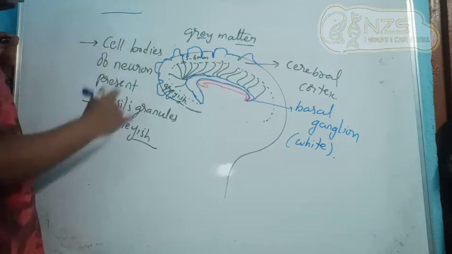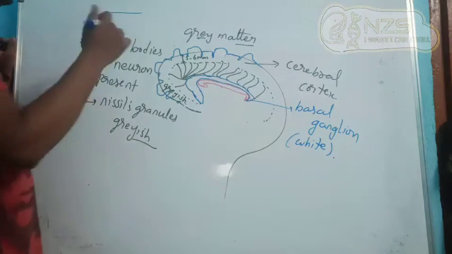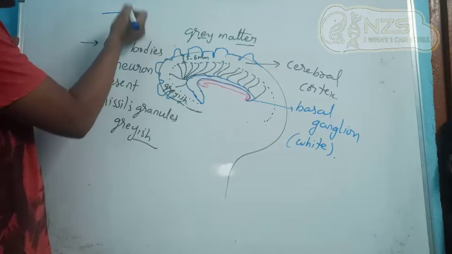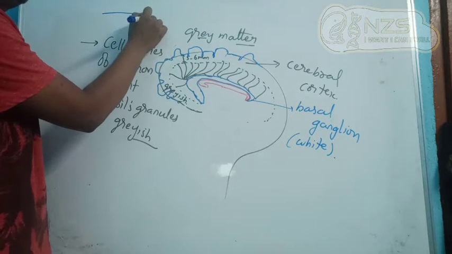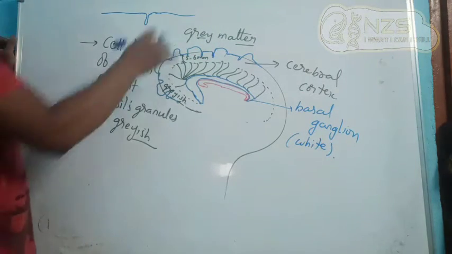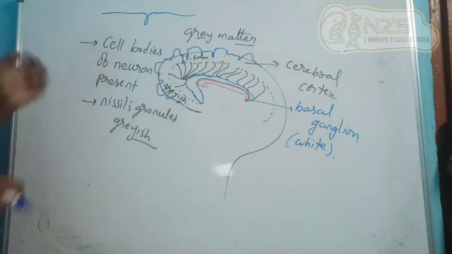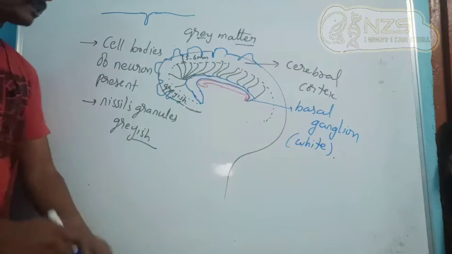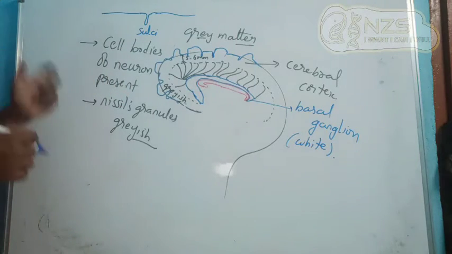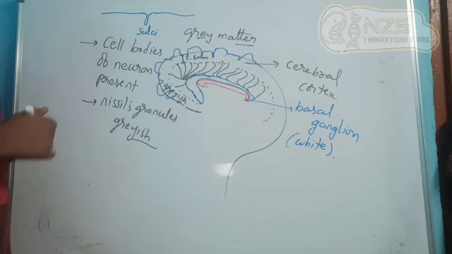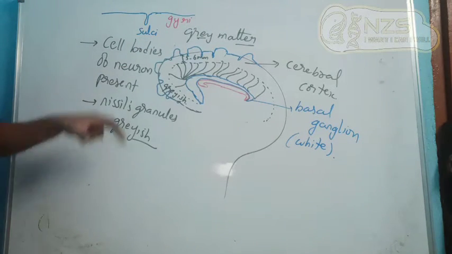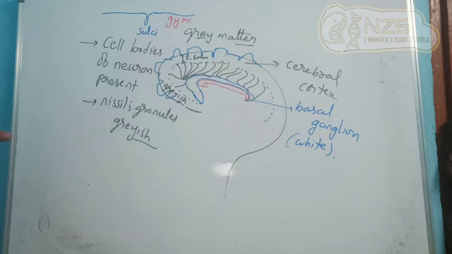So if this is the outer membrane of the cerebral cortex, that is pia mater, we can say, right? So the pia mater, or the outer membrane, we can see the depressions here, and we can also see the elevations. What do you call the depression part? The depression part is called sulci, and the elevation part is called gyri.